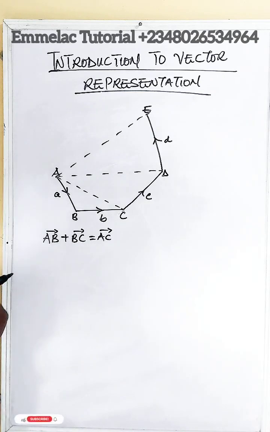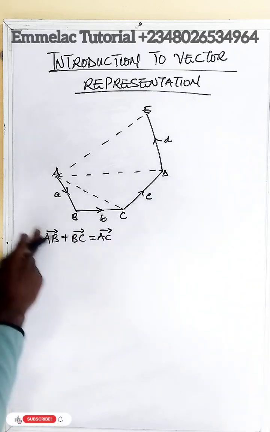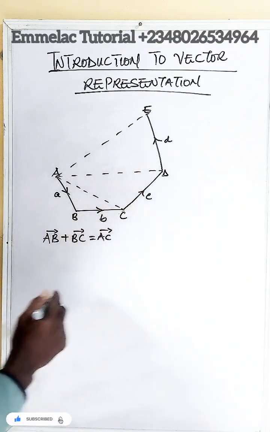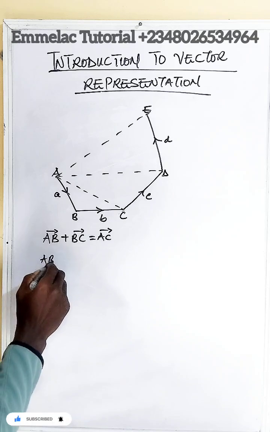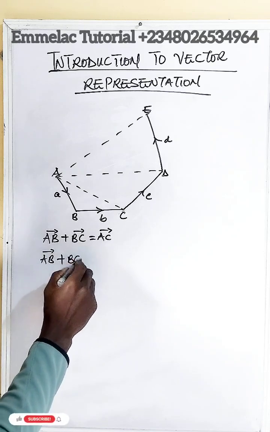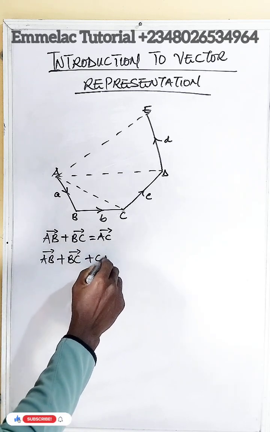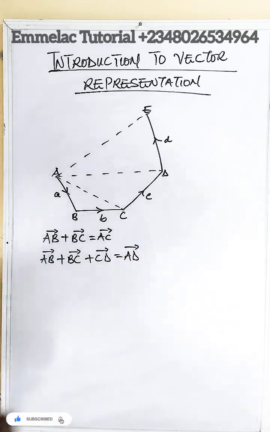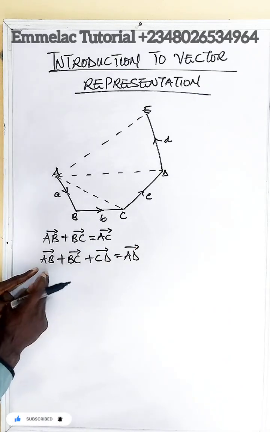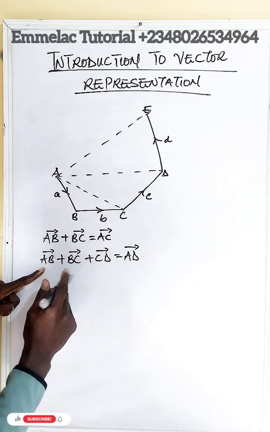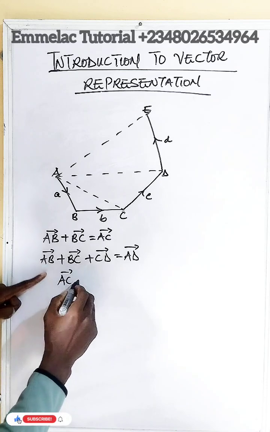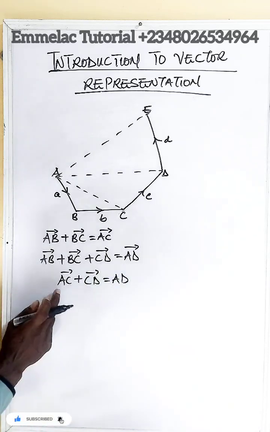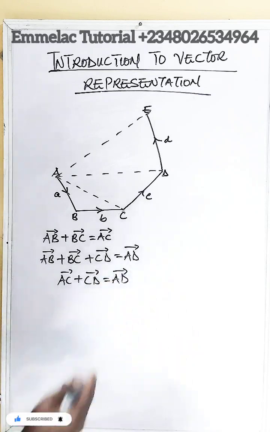Now let us see another one here. From A to D, that means you can move from A to B to C and to D, which is the same thing as what? A to D. So here we can say AB plus BC plus CD gives us AD. You can even compress that. You can say AC plus CD, which equals AD. You can see AD, AD. So just another trick.